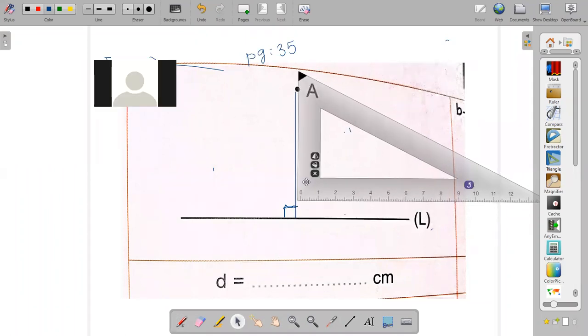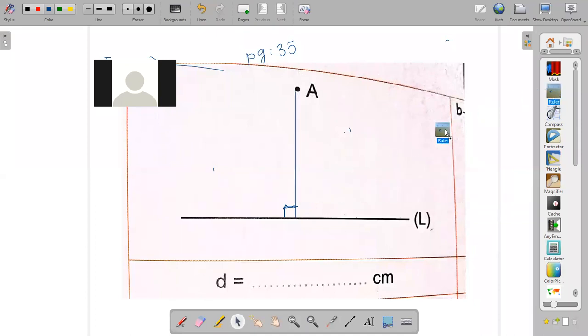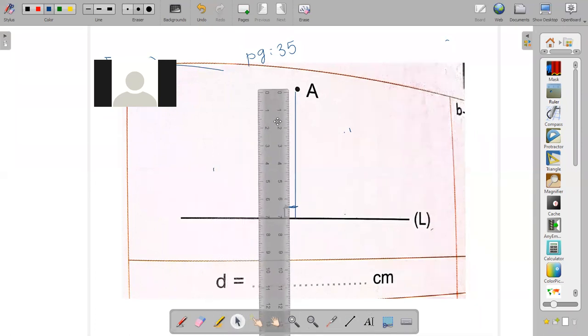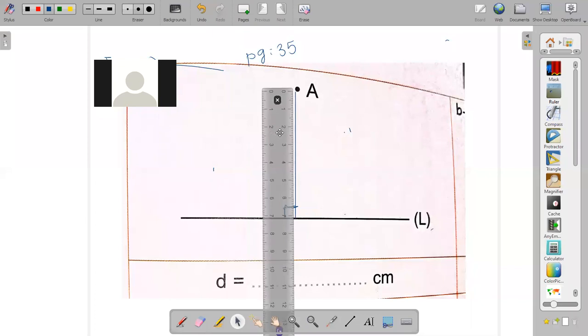Now I will remove the set square. I will bring the ruler in order to know how many centimeters you have. On the ruler, there is no zero, they start with cm. Cm means 0 centimeters. So place cm or zero at the point A till you reach the line L. It's how much? 3 centimeters. Here on my board it's 7 because I made it bigger. On your math book, it's 3. Is it clear, the first one?